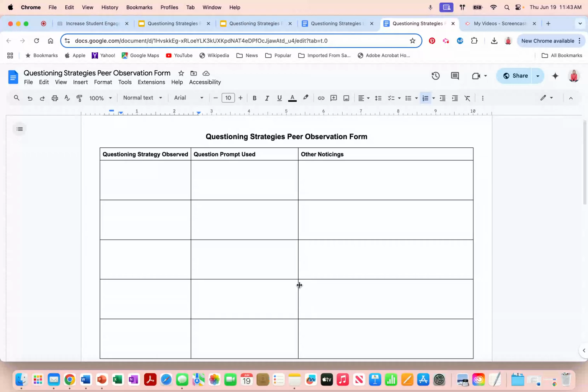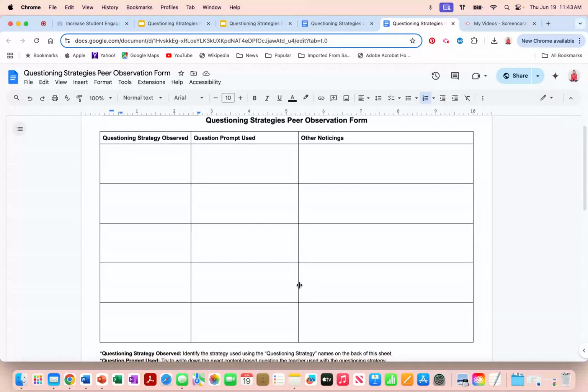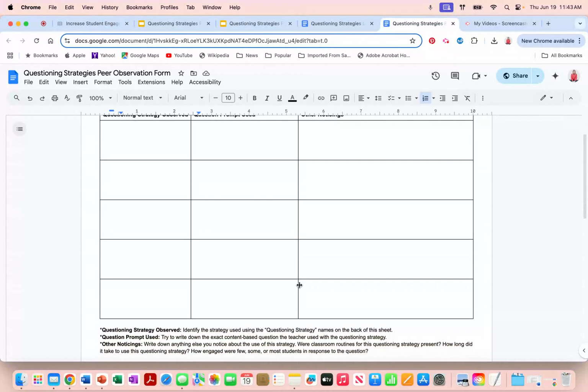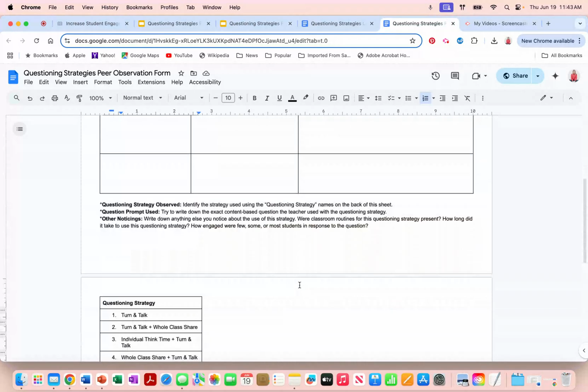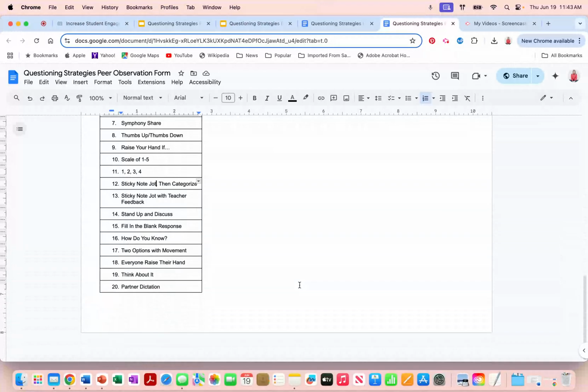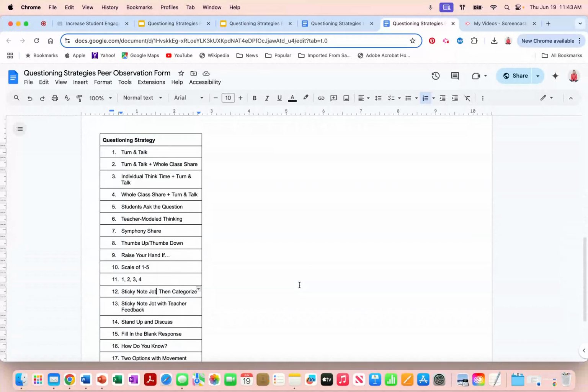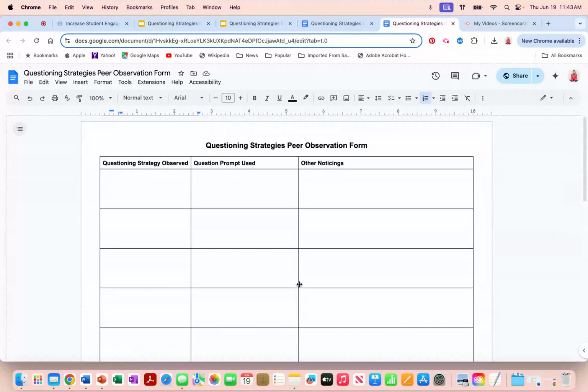You can jot them down, you can jot down the question prompts used, you can write down anything else that you noticed, like, are the routines in place for using this strategy? How long did it take? Were students engaged? Things like that. And then on the back of it, it just has a quick reference of what are those 20 questioning strategies once again. So those are all tools that are included if you choose to download the free resources that go with this blog post.